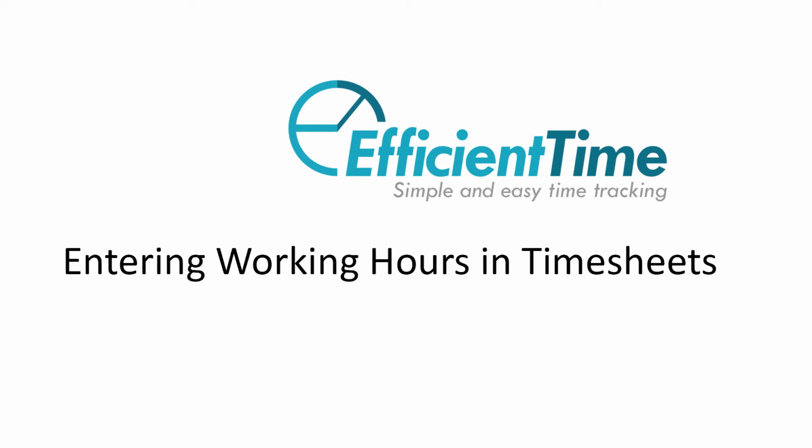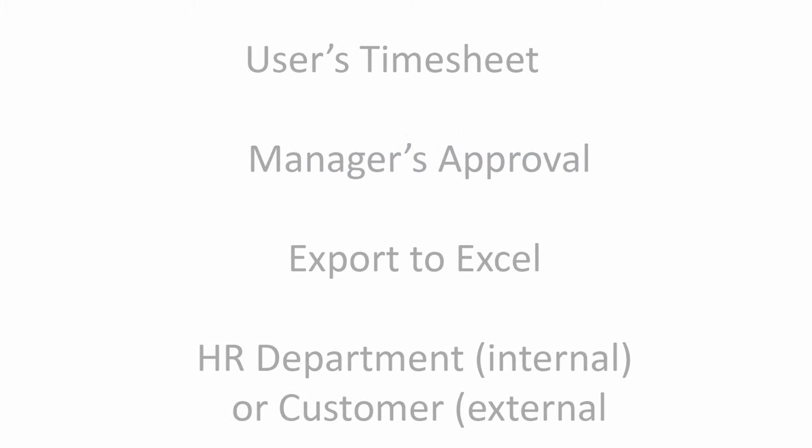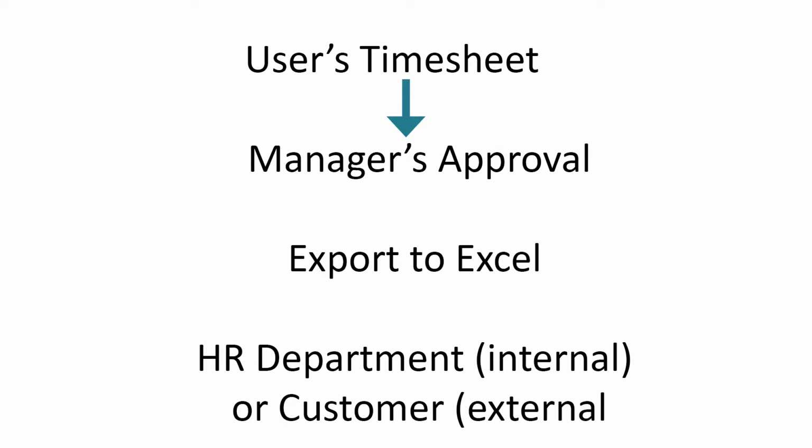Filling up timesheets is a breeze with EfficientTime. The timesheet is where you enter the number of hours you've worked for a certain time period. Your timesheets have to be approved by your manager so that they can be forwarded either to your HR department or to your customer for billing. This is usually done at the end of every month.